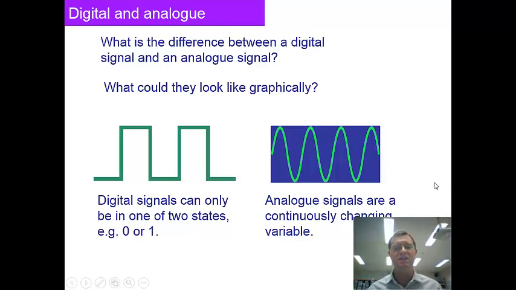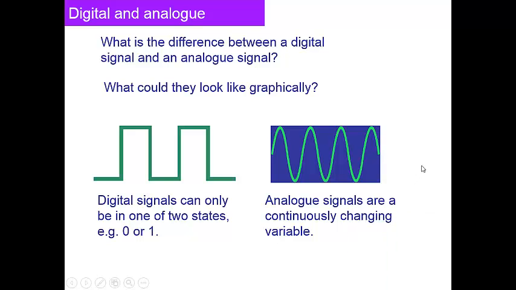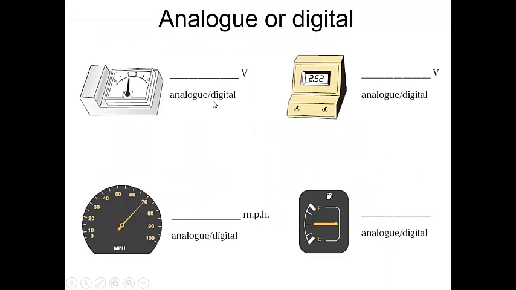Let me just get you to think about digital devices and analog devices. So a digital device will have very clear fixed numbers which you can display, whilst an analog signal will show a continuous scale. So we've got two voltmeters. The one on the left hand side is an analog voltmeter, and on the right hand side we have a digital voltmeter.